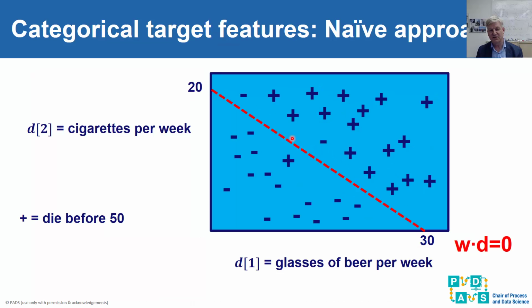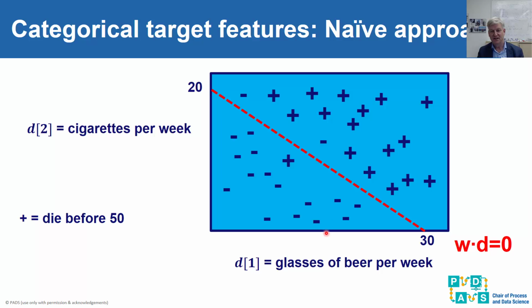Let's take a look at the concrete example. Here our target variable is the statement whether an individual died before 50 or not. The pluses correspond to individuals that died too early, that died before the age of 50. The minuses correspond to the persons that lived beyond the age of 50. And every point here, every plus and minus, corresponds to one instance, and that instance has two descriptive variables.